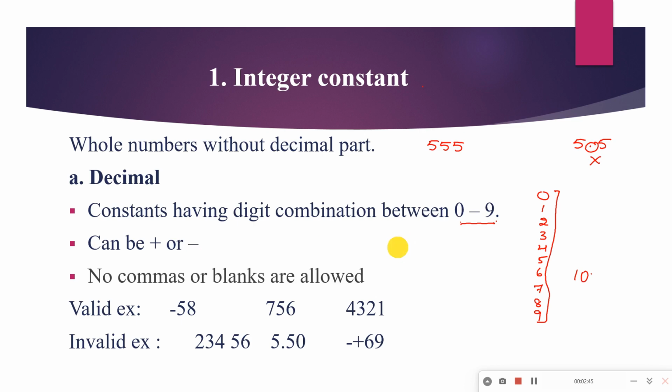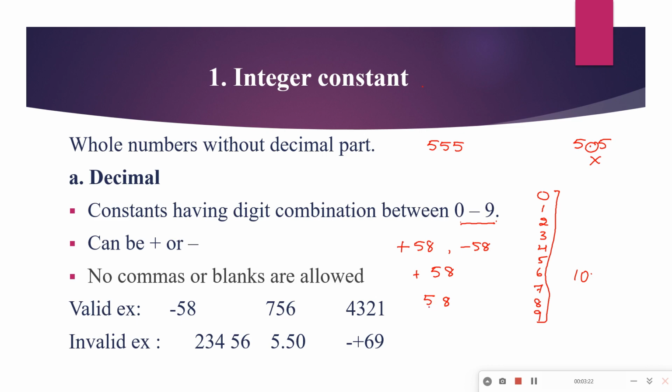This number or digit can be positive or negative. For example, if I write plus 58, it is a positive number. Minus 58 can also be a decimal integer constant. But keep in mind, if I don't specify any symbol, by default it will be considered a positive number only. And there should be no commas or blanks between digits. For example, if I write 5, then a single space, then 8, it cannot be a valid decimal integer constant. Is it clear?